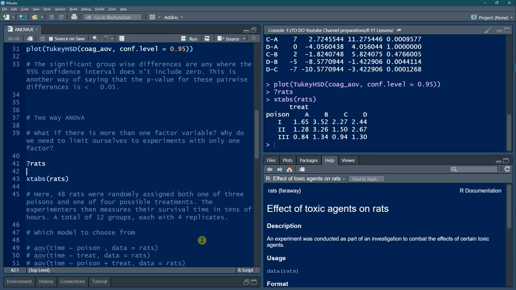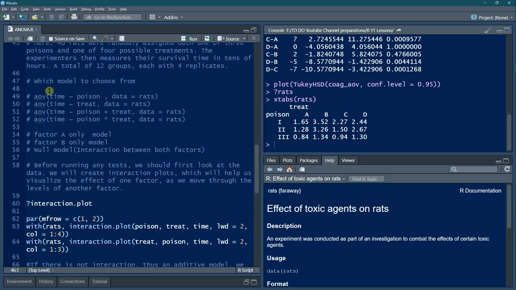The experimenter then measures their survival time in tens of hours. That means this is 16 hours. It is 16.5 hours. Okay. Now there can be so many models here. I have just given some examples.